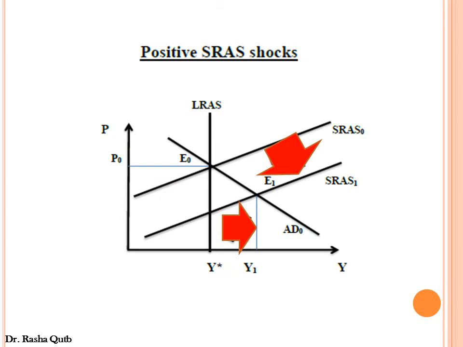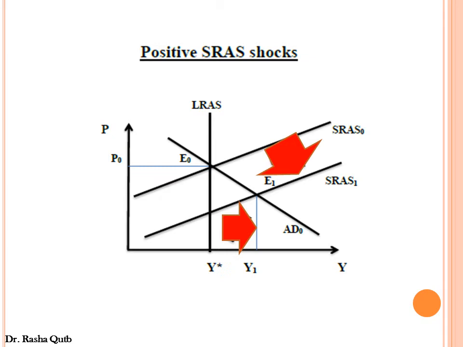Okay? Then suppose I have a reduction in wages. That means the cost of production would decrease. In this case, the SRAS curve would shift rightward from SRAS naught to SRAS 1. We are moving from point E naught to E1. This opens an inflationary gap. Why? Because the level of output is above the potential level of output. So the immediate impact of positive SRAS shocks is an inflationary gap.